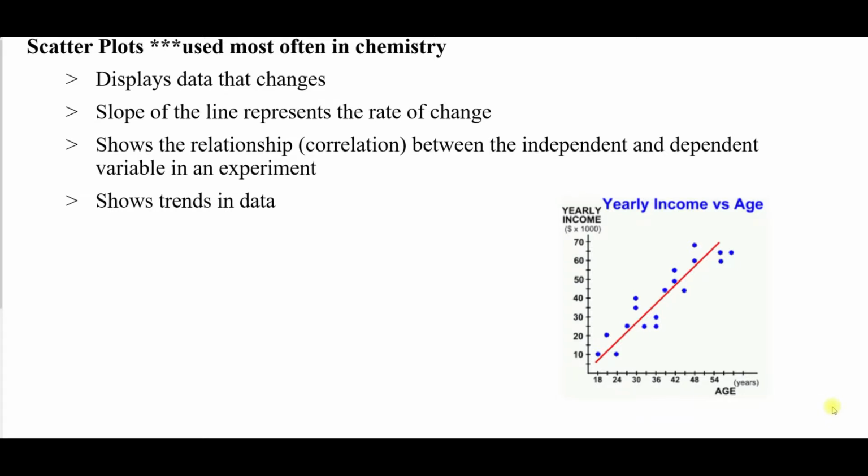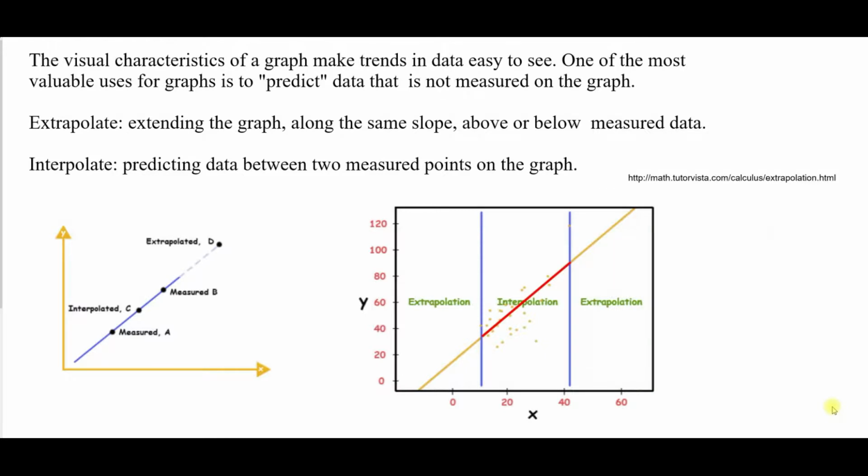Most of the data that we will graph will be in a scatterplot, and it's useful because it shows us the changes from the independent variable acting on the dependent variable. The slope can give us the rate of change if there is time involved, and it's useful for trends. Our graph really helps us predict data that's not on the graph.